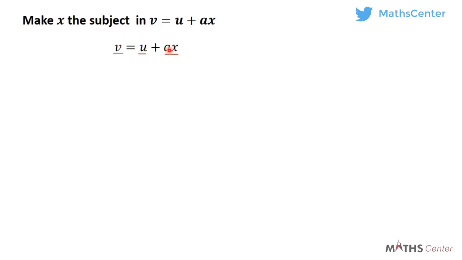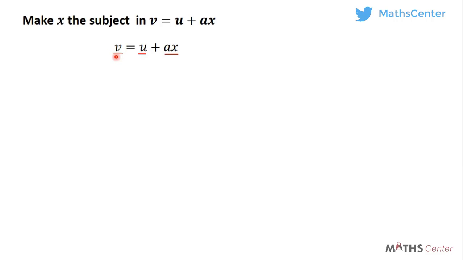Now because AX is already on the right hand side here, I'm going to keep it here. Then I will take all the terms to the other side. With AX on the right hand side here, the other term is U. So I will take U from this right hand side and bring it to the left hand side.